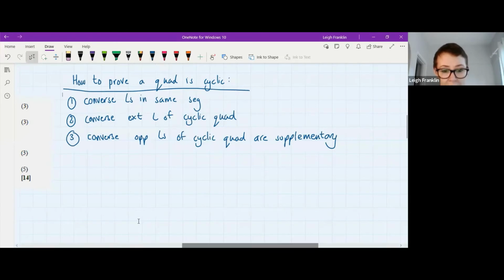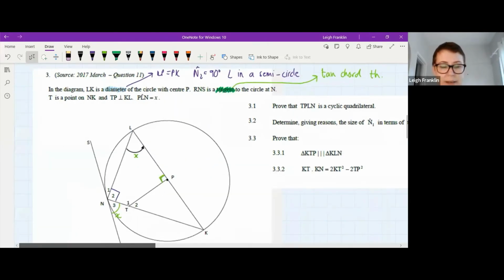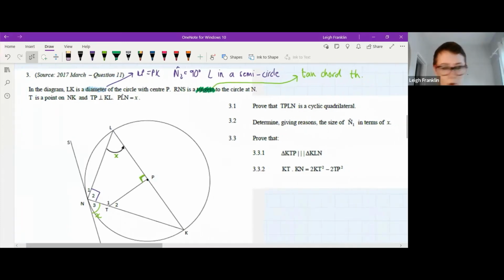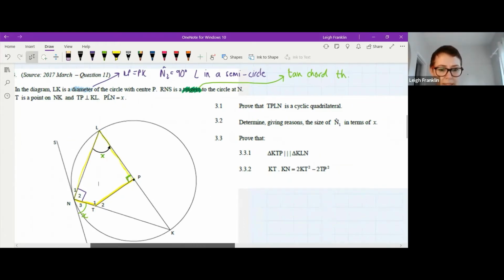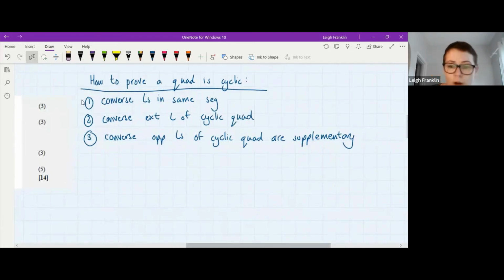So if we go back and have a look at what they've given us here, TPLN is a cyclic quad, right? So get your highlighter and highlight TPLN and let's see what we can see inside here. All right, so TPLN, that's this over here. Now there is no bow tie inside that quadrilateral. Because there is no bow tie, converse angles in the same segment is not going to work in this case.